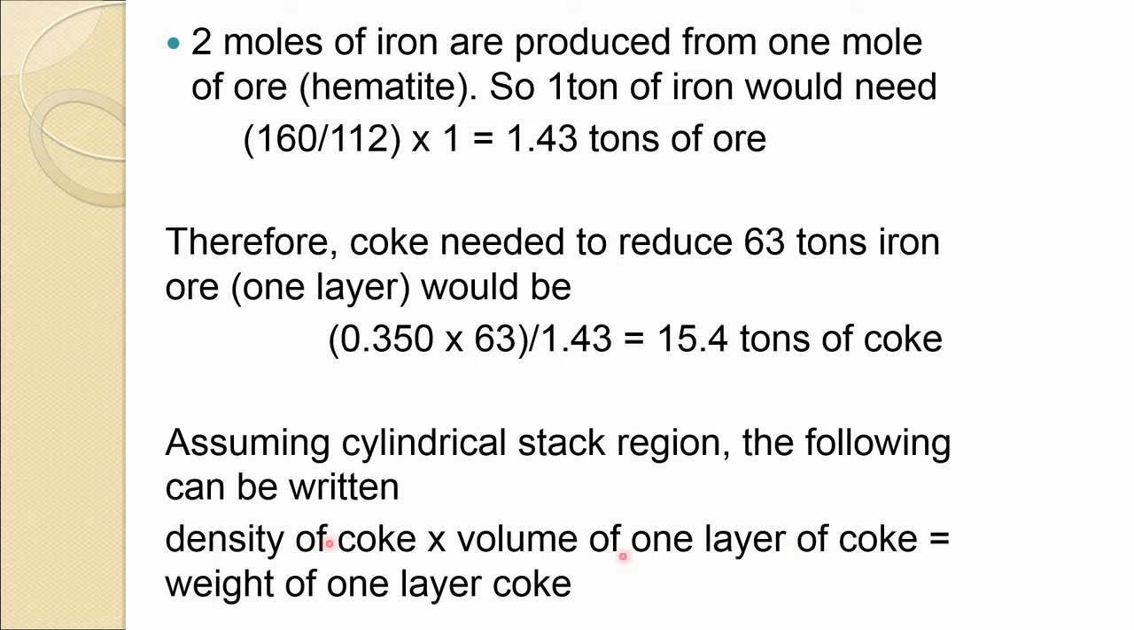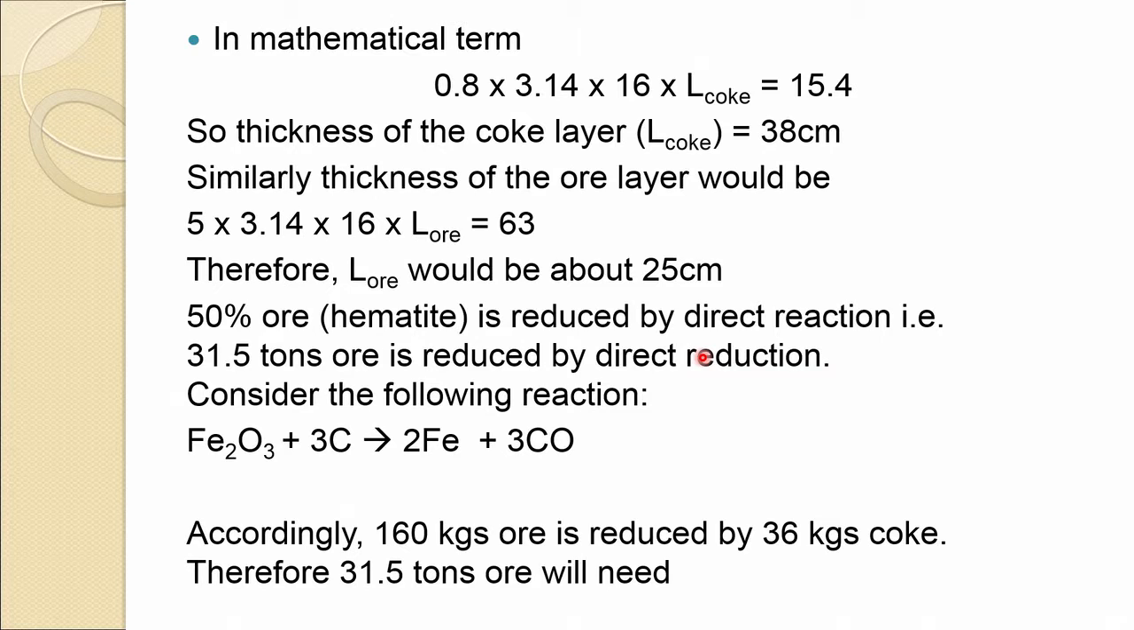So, density of the coke into the volume of one layer of coke equal to the weight of one layer of coke. So, weight of one layer coke we already found it 15.4 ton, and we know already the diameter of the stack region. And the volume of that would be the pi r square L. L is nothing, it is the thickness of the coke layer. So, if you equate that one, you get the coke layer thickness about 38 centimeter.